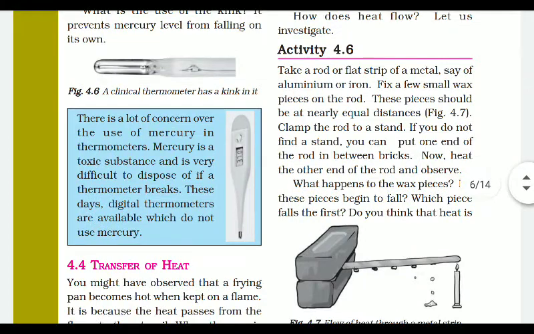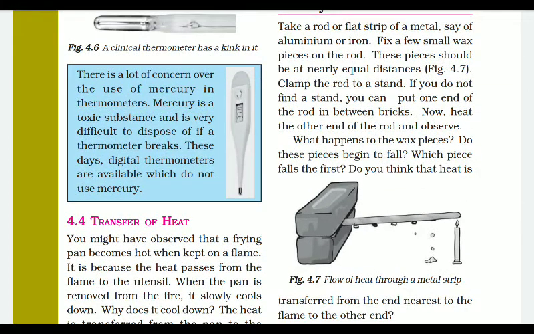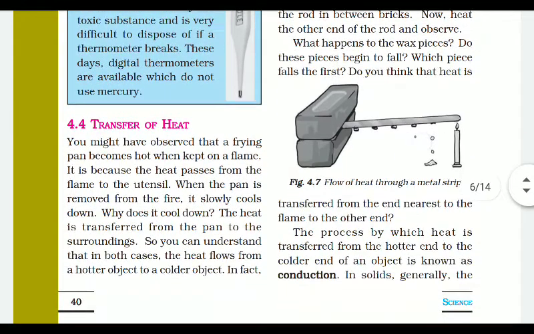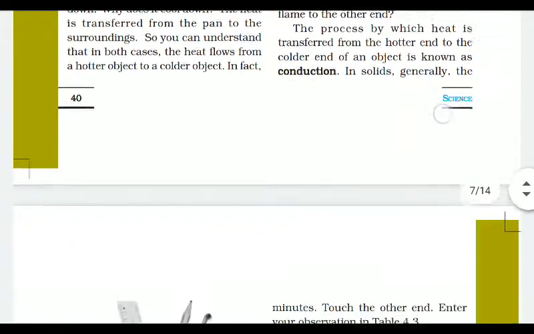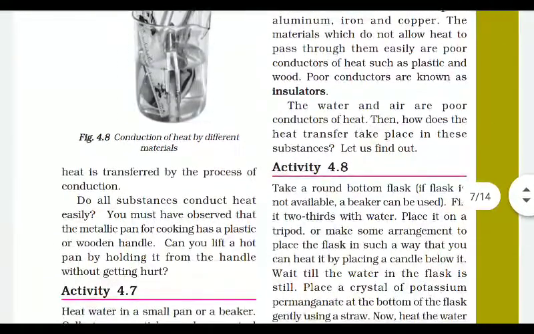Now in activity 4.6, they ask you to take a rod and stick wax on it. Start heating it at one end, and you will see the drops of wax slowly melt and fall as we go further. This process of heat transfer from the hotter to the colder region is known as conduction. In solids, generally, the heat is transferred by the process of conduction.